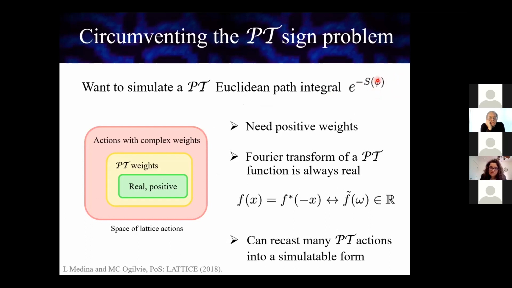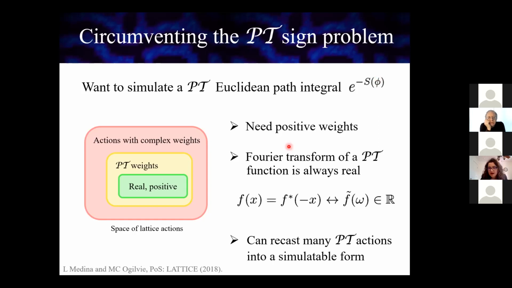This action is going to be PT symmetric. We're going to need positive weights to simulate it on the lattice. But conveniently, any function you take that's PT symmetric, the Fourier transform of that is always going to be entirely real. And if you take a real function, you end up getting a PT symmetric function out if you take the Fourier transform, which is a really convenient property.